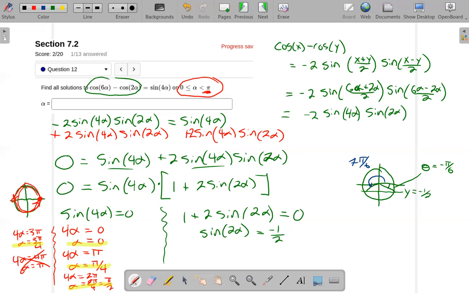And then I could also go around to get to this other angle in a positive way, which would be 2 pi minus pi over 6. So what would that be? 11 pi over 6.